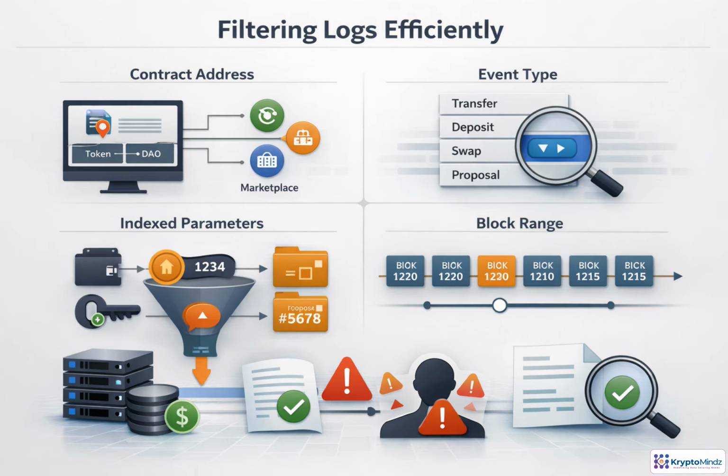Efficient log monitoring starts by narrowing the question before you ask it. Begin with the contract address, so the node is not scanning every protocol. Then choose the event signature, like transfer or swap, to isolate the behavior you care about. If possible, add indexed parameters, such as a wallet, token ID, or proposal ID. Finally, keep block ranges reasonable. Overly broad filters create slow RPC calls, higher costs, and agents that react to noise instead of signal.